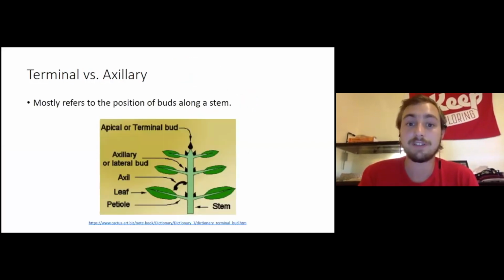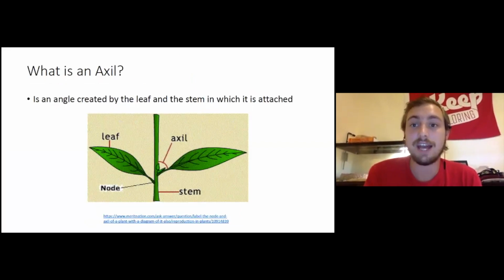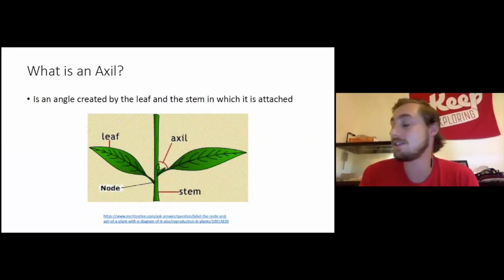And a reminder of just what axillary is, it just means in the axil, and then a terminal or apical is just at the end. So an axil, again, is just an angle between two parts. It's always just a good reminder because axil is just kind of a weird term to use. It's really just the space between two features.